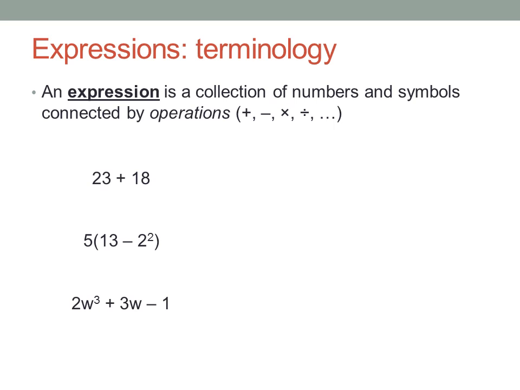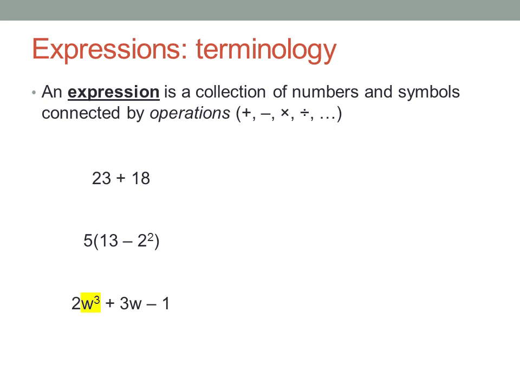Here are some real mathematical expressions. There are numbers and symbols, and they're connected together in a meaningful way by the different operations. Some of the operations aren't actually written with visible symbols, but they're still there. For example, the 5 needs to be multiplied by the thing in brackets. Even though there's no symbol written there, there's an implied multiplication.